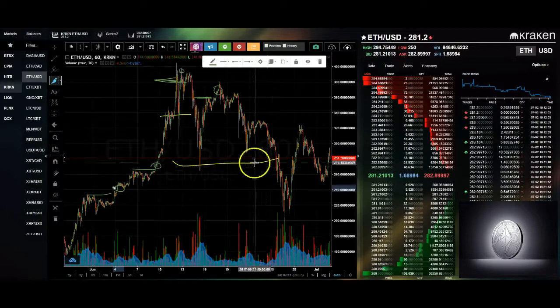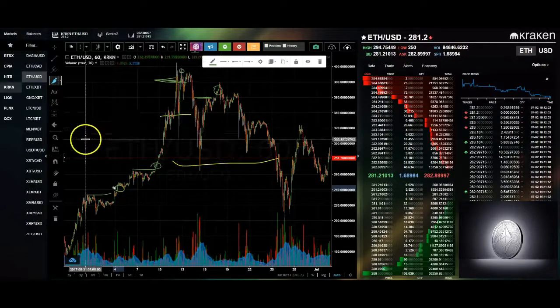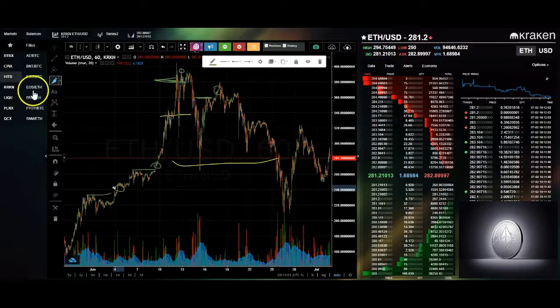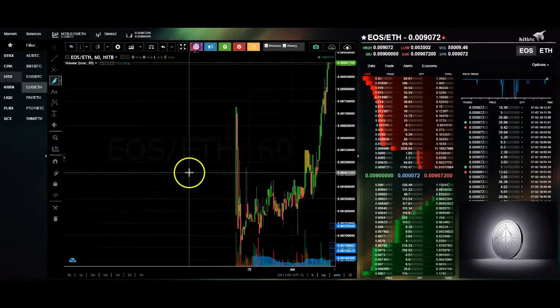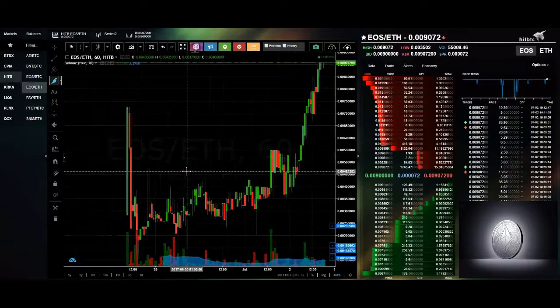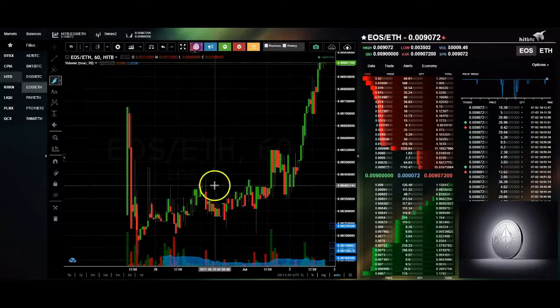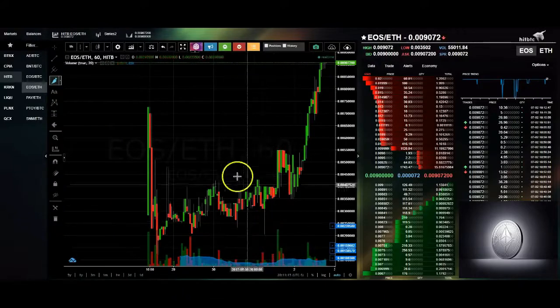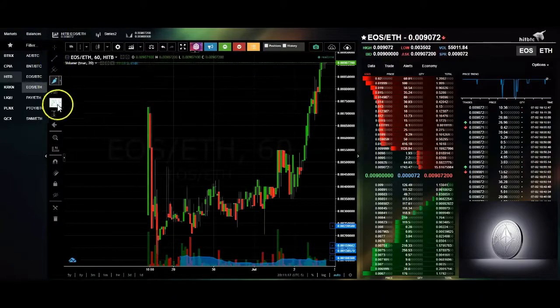Anyway, that's the way I trade. I don't want to continue too long. I also want to talk just really quickly about EOS, because EOS is going absolutely nuts, right? So here's EOS right now. This is EOS to Ethereum, and you can see that all of a sudden, you're not going to believe the trade I just got though on EOS.